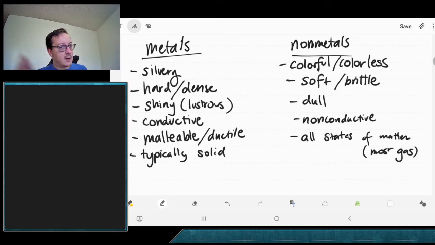So nitrogen, oxygen, fluorine, chlorine, all the noble gases, those are all gases at room temperature. A couple of them are solid, like carbon, sulfur, phosphorus, selenium, and then we have bromine, which is a liquid. So we have one liquid in each category, but nonmetals can typically have all sorts of different states of matter. So just some general characteristics.